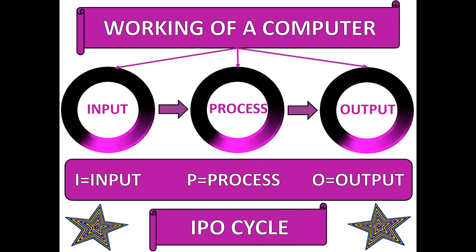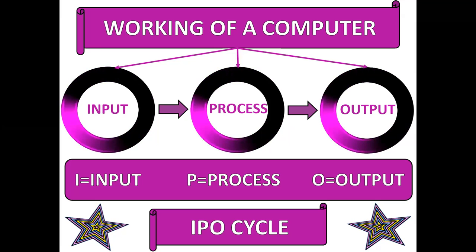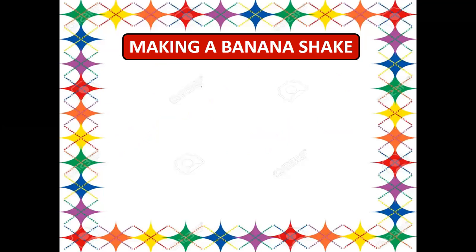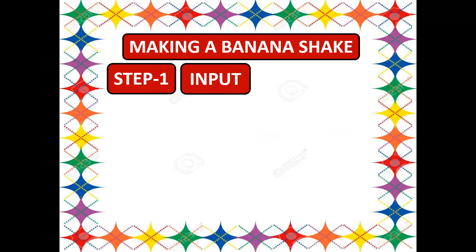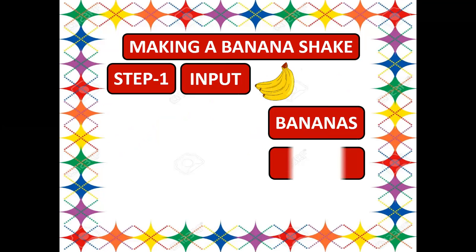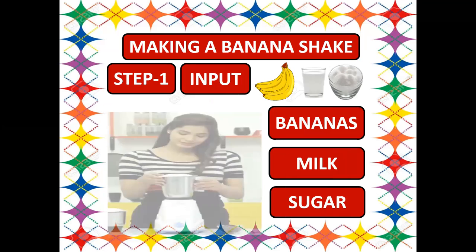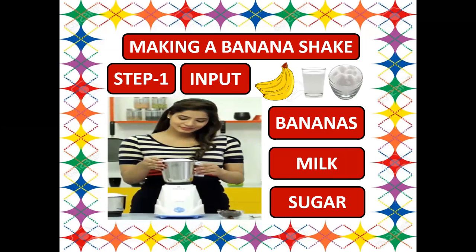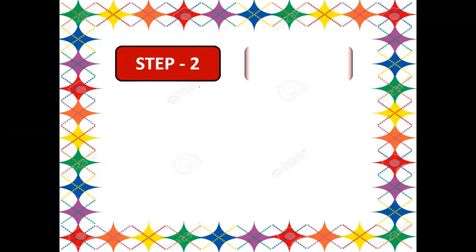To understand input, process, and output, let's see a simple example. When your mother prepares a glass of banana shake for you, how does she go about it? Step number 1, input. She takes bananas, milk, sugar, and mixer. Then she puts peeled bananas, milk, sugar into the mixer. This is called input.